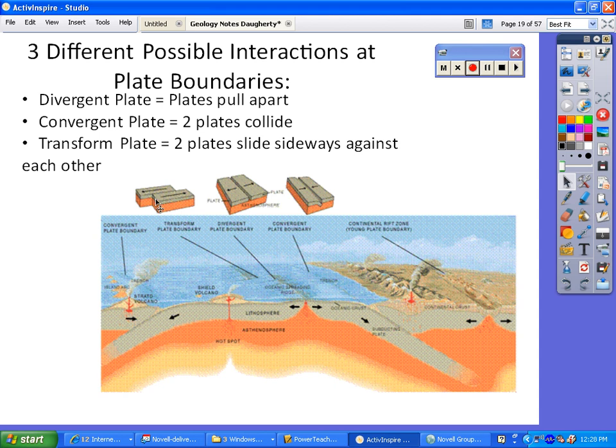So these are the transform plates. This is what's going to give us earthquakes. So we'll talk about that in a moment too. Here's divergent, they're being pulled away. Here's convergent, they're being pushed together.